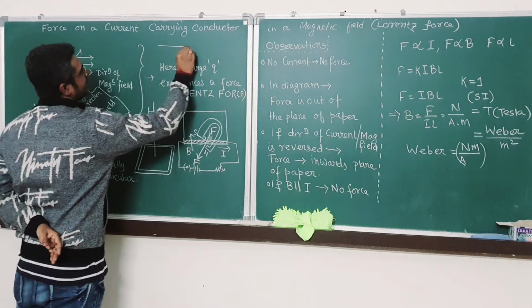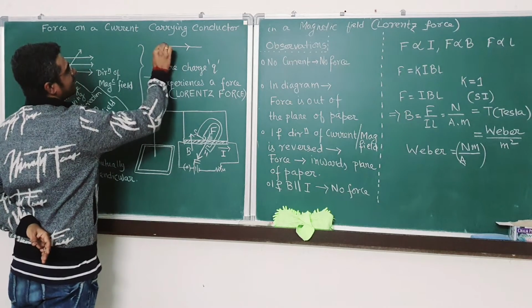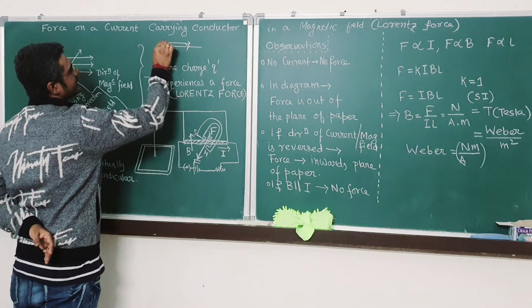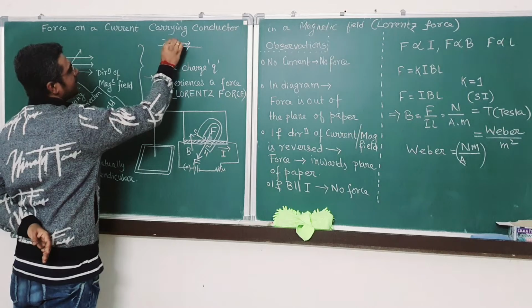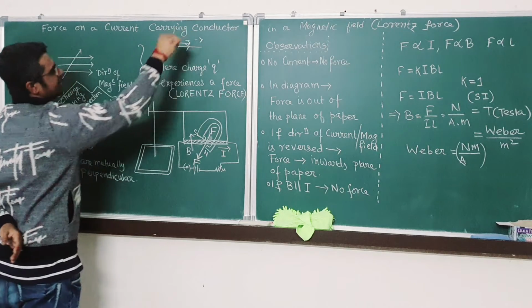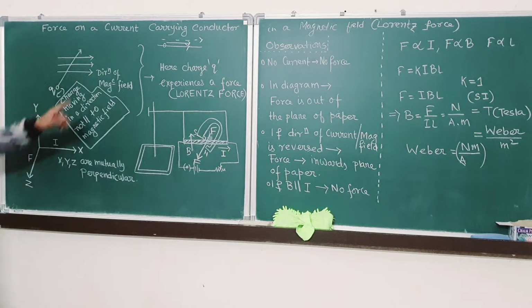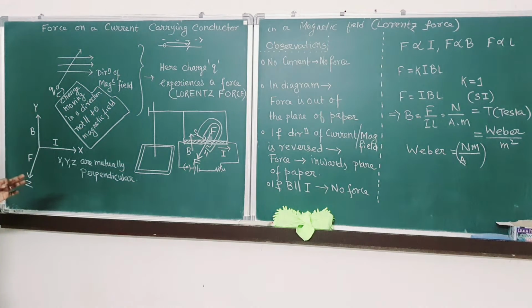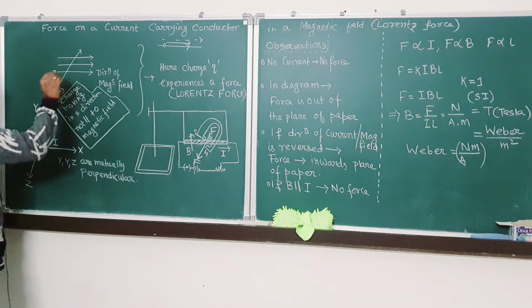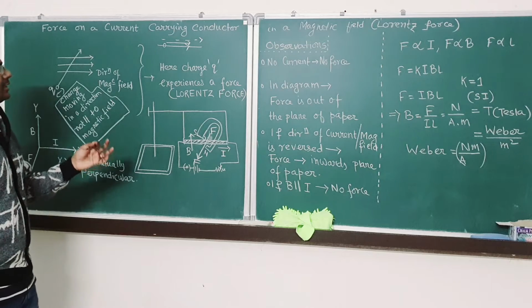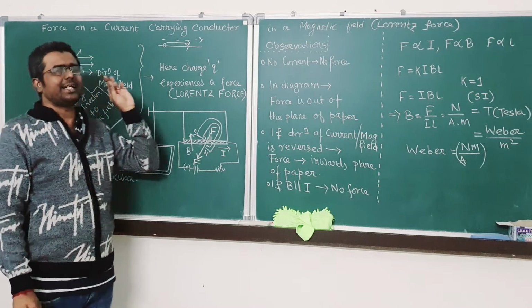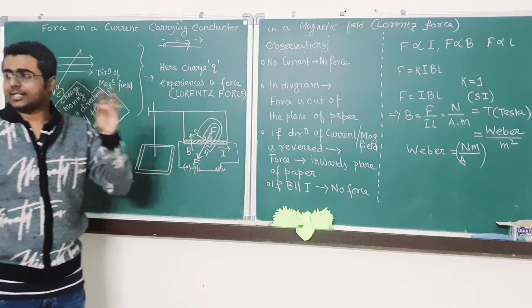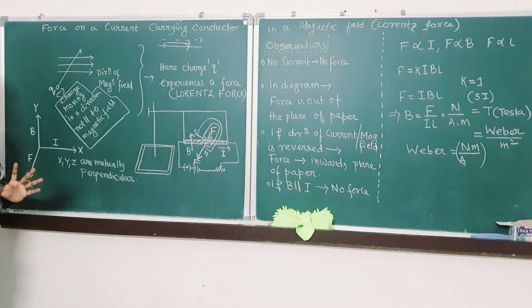Current carrying conductor means this is a current carrying conductor. That means some charges are flowing like this, right? Negative charge or positive charge are flowing in this direction. So when I am mentioning current carrying conductor, that essentially means moving charge, okay? So when any moving charge passes through a magnetic field, that moving charge experiences a force.